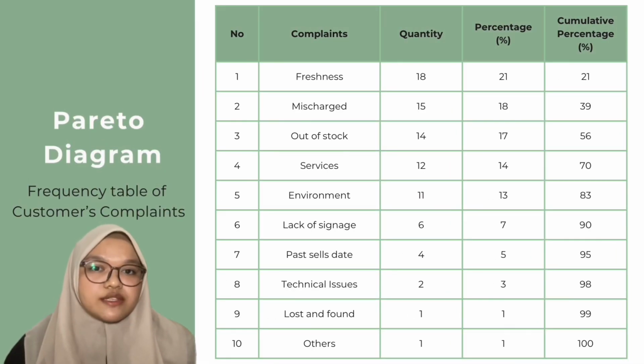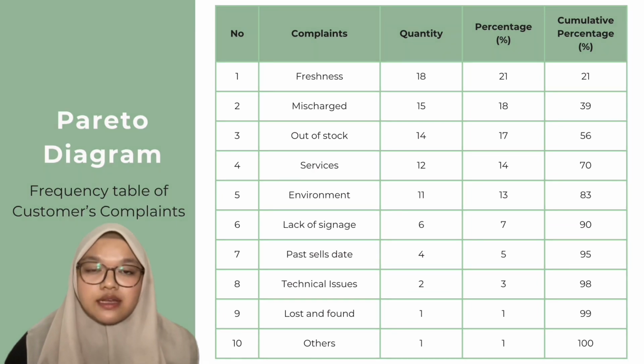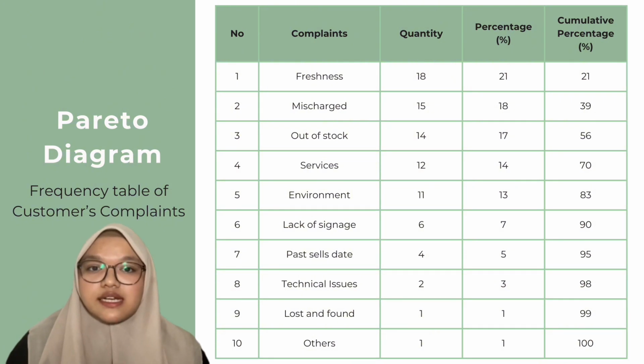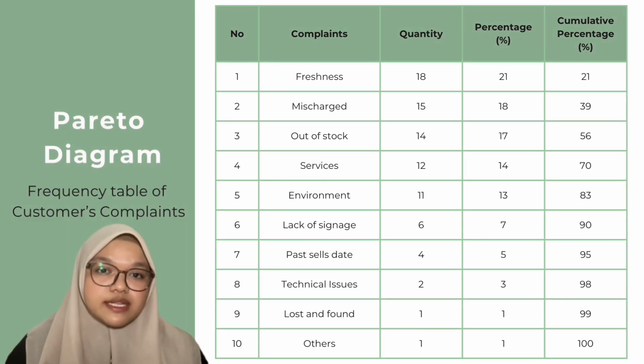This is the frequency table of customers' complaints. The data collected from the check sheet is arranged from the highest frequency to the lowest frequency. Then, percentages and cumulative percentages are calculated. Percentages are calculated by dividing the frequency with the total of all frequencies. Cumulative percentages are calculated by adding the percentage to the percentage before it.